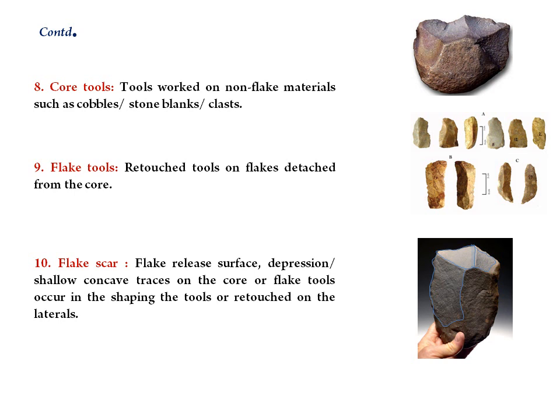Now flake scars play a very important first-hand role in identifying a stone tool. How to differentiate between a stone tool and a natural stone that is available at the site or during explorations? One of the first things that we should do is to identify or spot whether there are flake scars or flake marks. So the flake releases surface as well as depression and shallow concave traces on the core tool or the flake tool. Therefore, they occur in shaping the tools or retouched on the laterals. The flake scars may appear on the facets or on the laterals. So identifying marks such as these is very important, which is an outcome of removing a flake, the flake surface or flaked part of a stone by which it was removed.